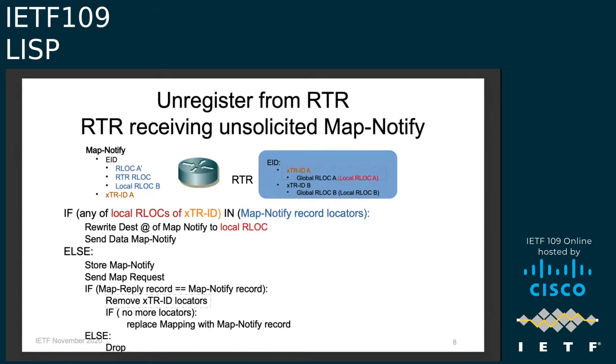Once the map notify is validated, we can remove from the entry the locators associated with the XTR ID A, indicated in the map notify. Finally, if the cache entry doesn't have any locator, we can replace the cache entry with the map reply record and start to forward traffic to the valid destination RLOCs until the entry expires. Next slide.